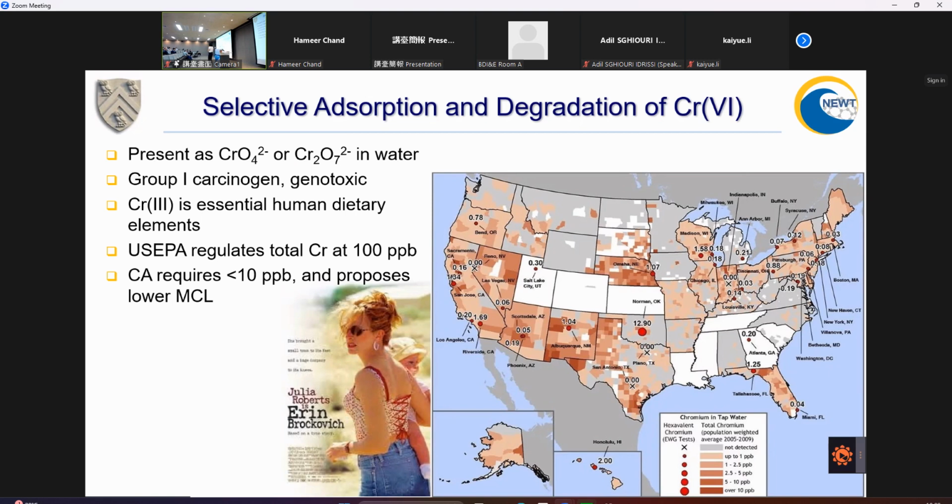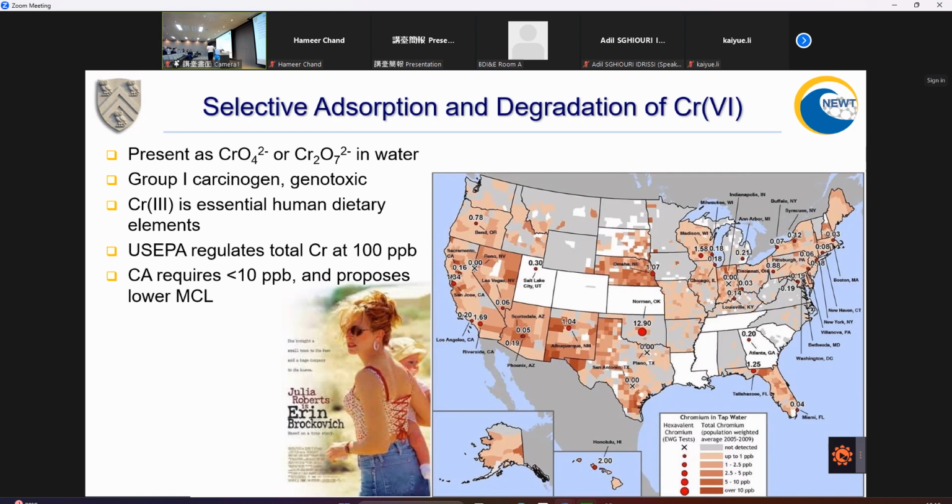Currently, the US EPA regulates it at a fairly high level: 100 ppb for total chromium, because chromium 3 and chromium 6 are actually converted to each other fairly easily. But chromium 3 is actually a necessary element for our health. It's an essential human dietary element. Some more recent studies find that the chromium 6 toxicity level is much higher than what we had originally thought. So California back in 2014 had set the standard at 10 ppb, and recently was talking about 0.02 ppb. That was their proposed level.